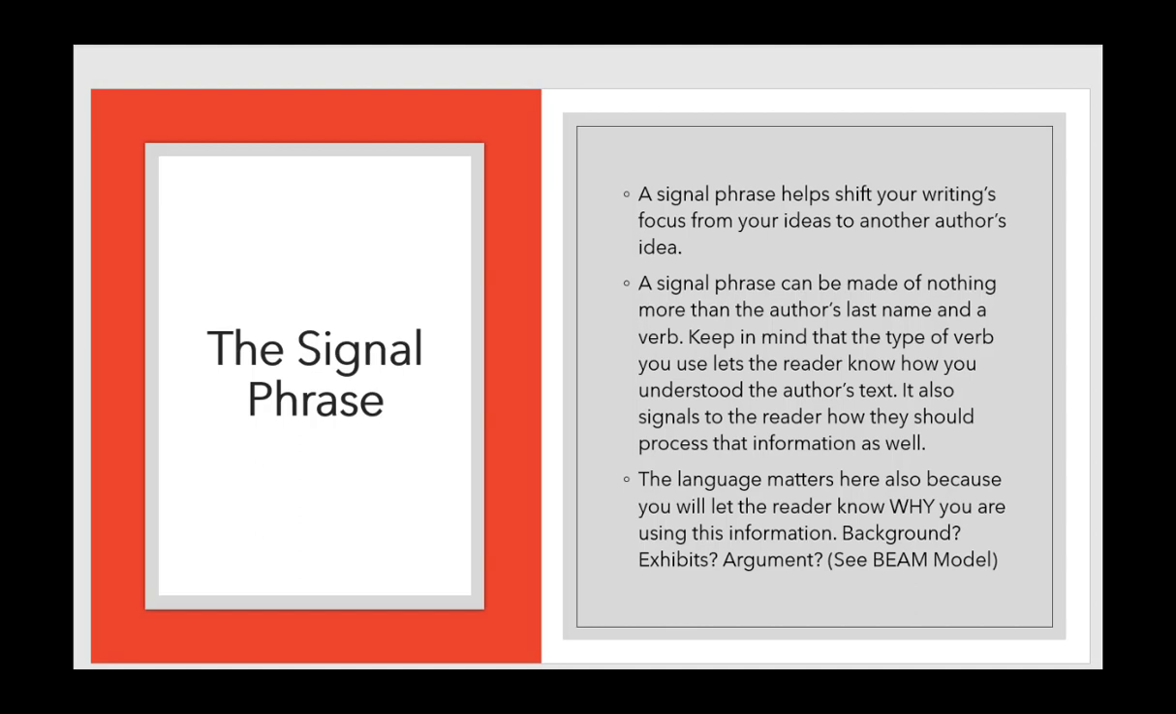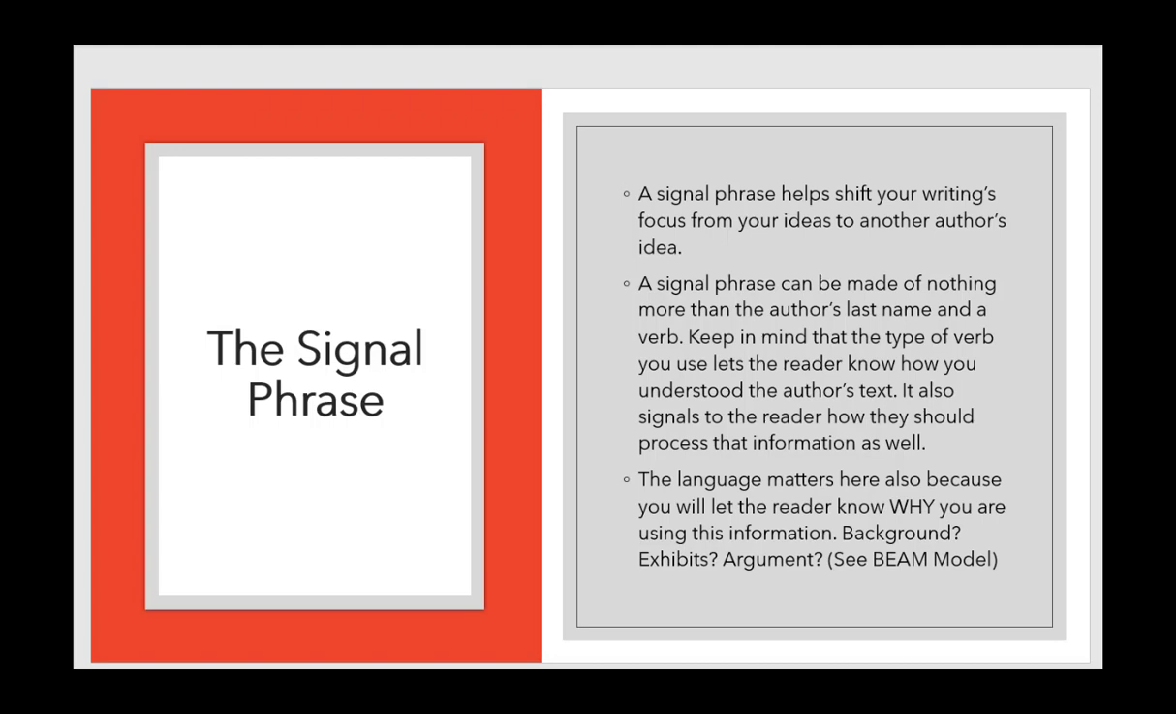So let's look at signal phrase first. As I indicated before, a signal phrase helps to indicate to your reader that you are shifting your focus from your writing to another author's ideas. With this signal phrase, we are going to keep in mind that you want to focus on the verb. Okay, the verb is the action word. And we know that in our Canvas course shell, there is a link to a list of strong verbs that you might use in order to incorporate your outside source.